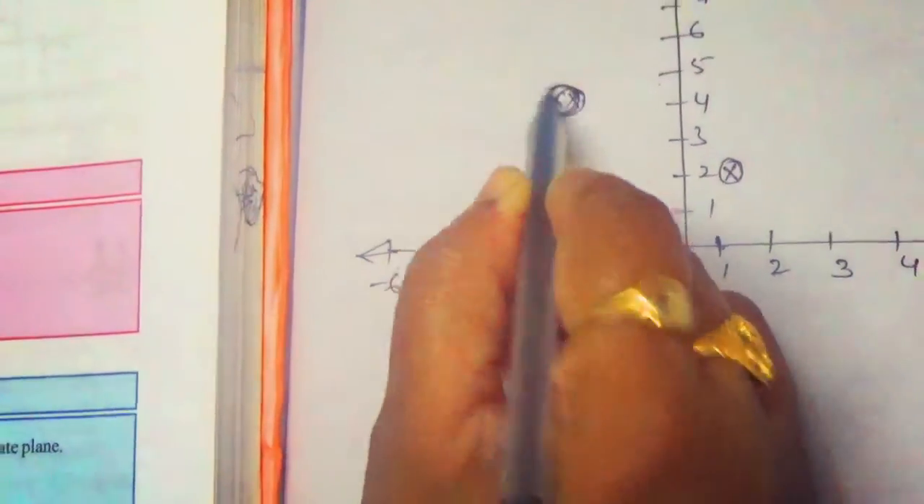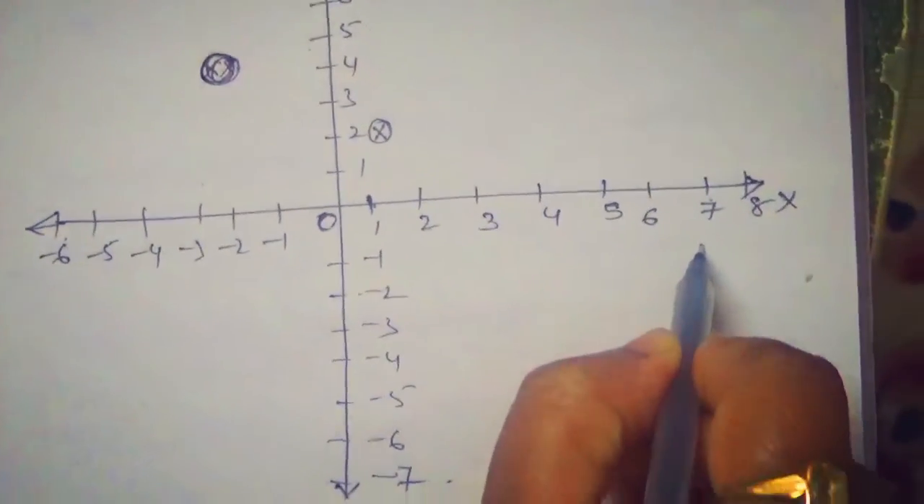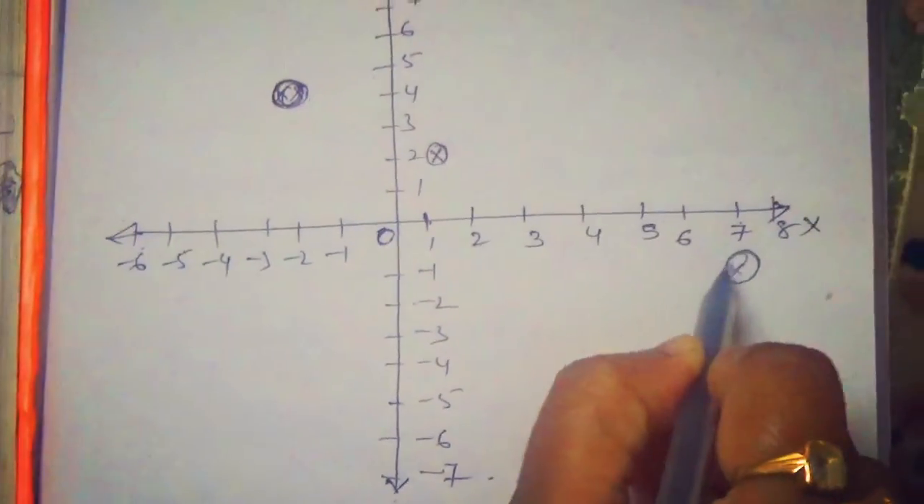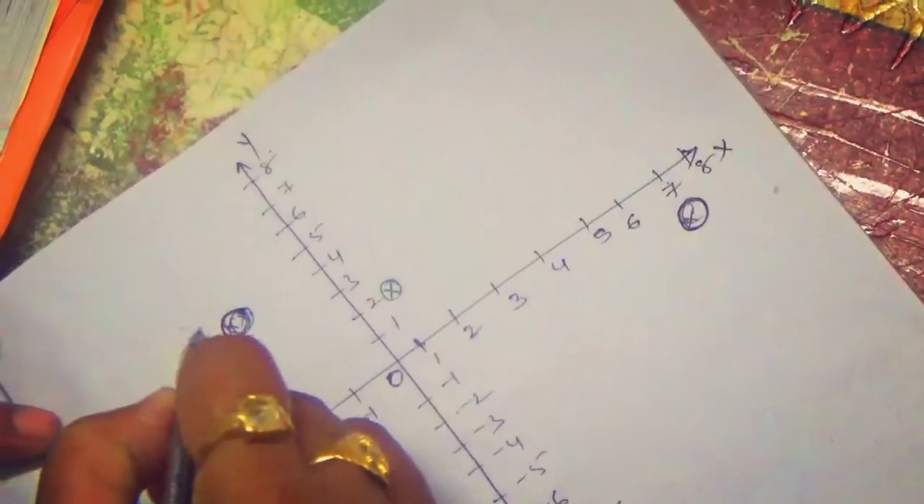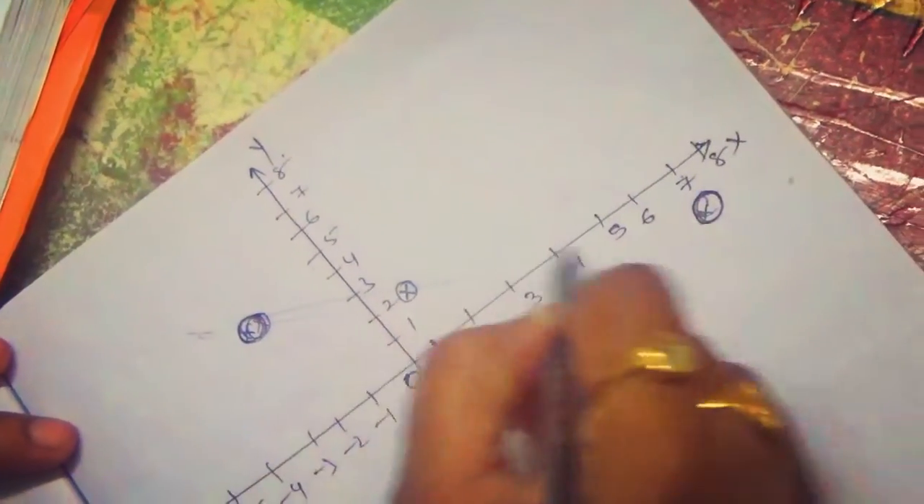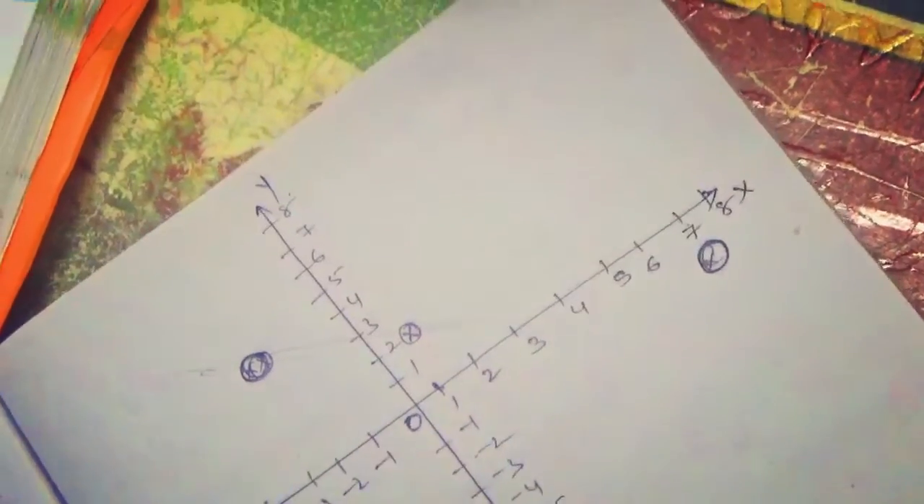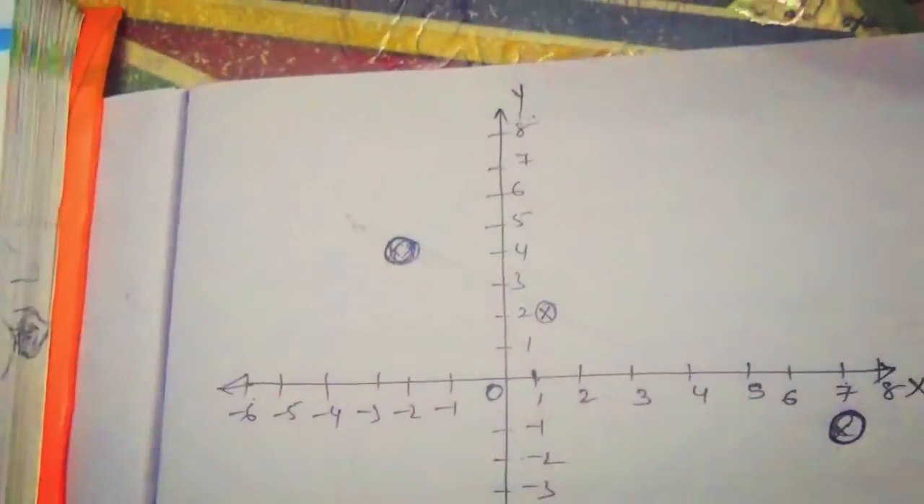Okay. The next point, 7, -1. Here we have it. When you join all of these with the scale, check whether it gives a straight line or not. Look after here. You just check with the scale.